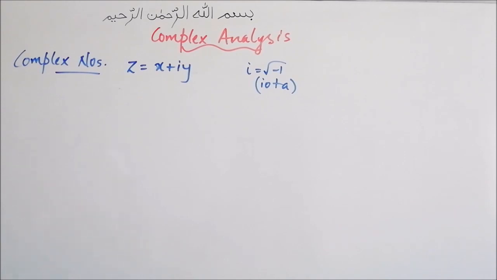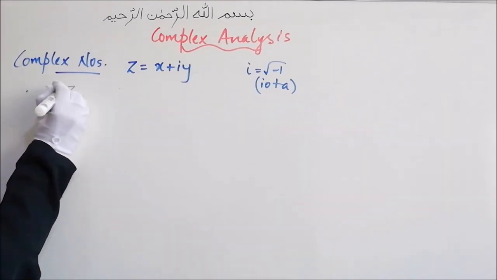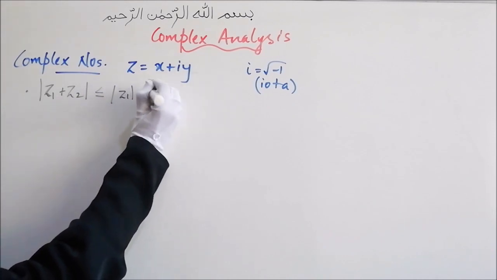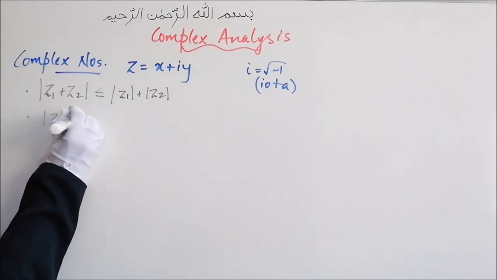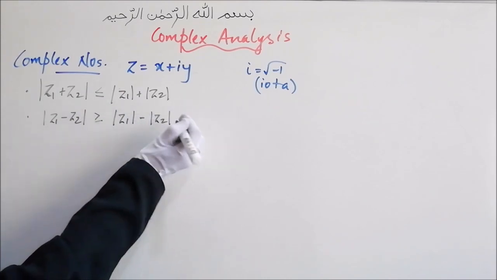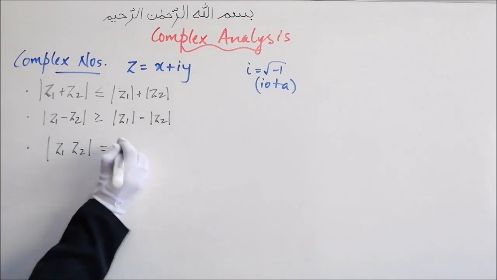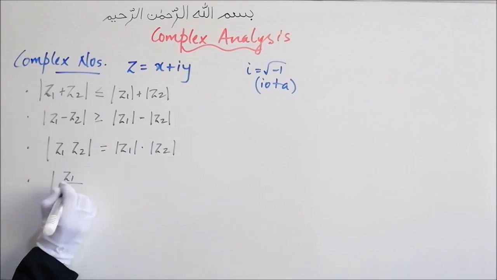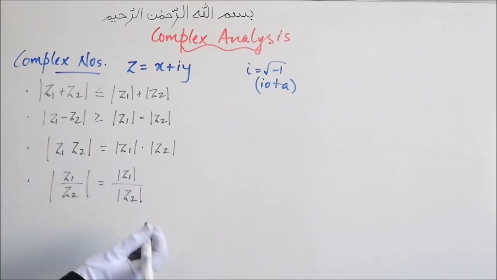Now some properties of modulus and argument are, if you have two complex numbers z1 and z2, then the modulus of z1 plus z2 is always less than or equal to modulus of z1 plus modulus of z2. The modulus of z1 minus z2 is always greater than or equal to modulus of z1 minus modulus of z2. Modulus of z1 into z2 is equal to modulus of z1 into modulus of z2. The modulus of z1 upon z2 is equal to modulus of z1 upon modulus of z2.